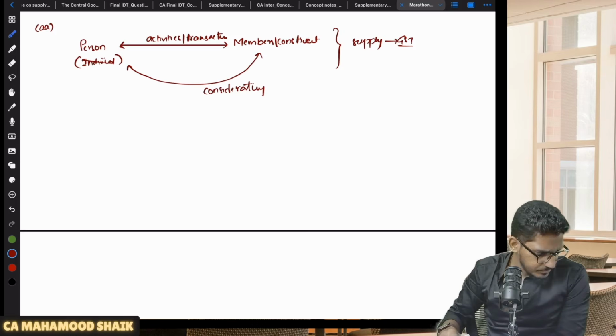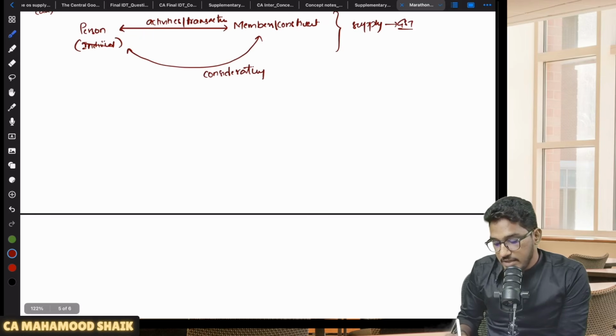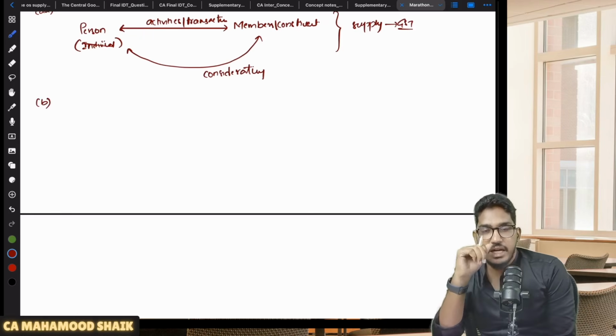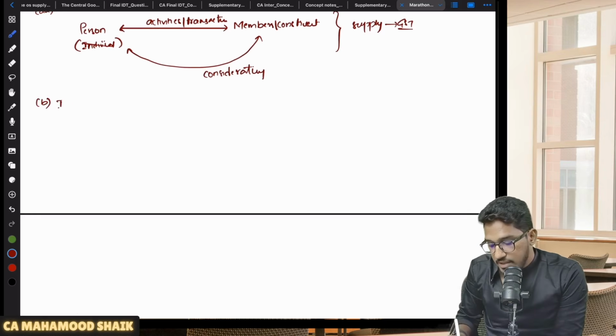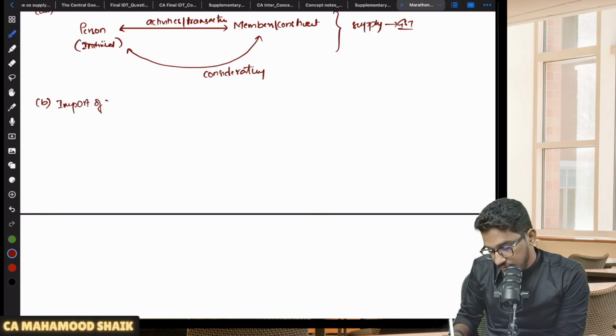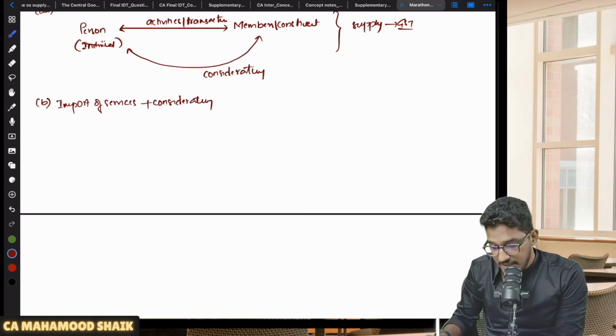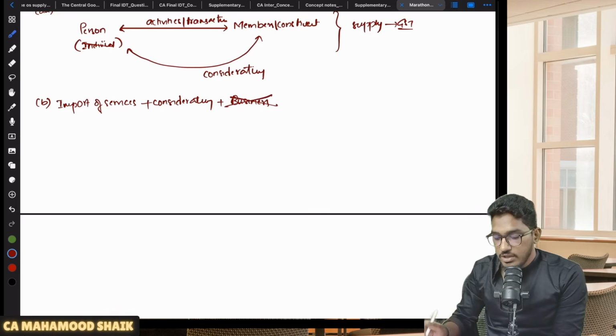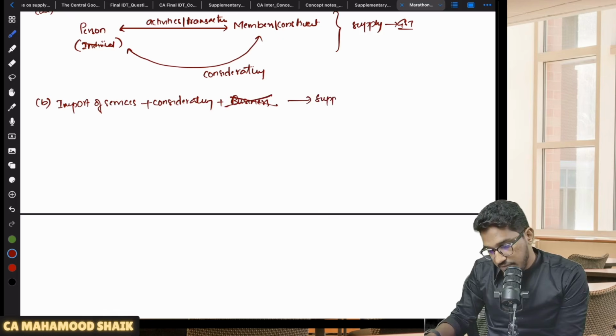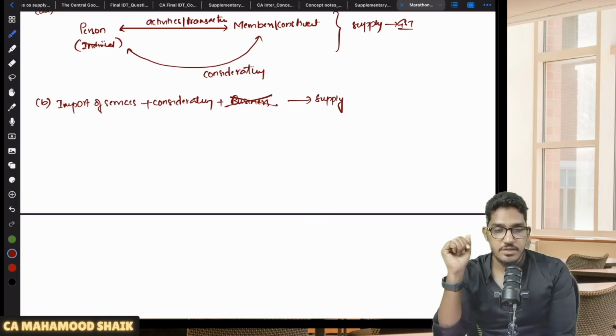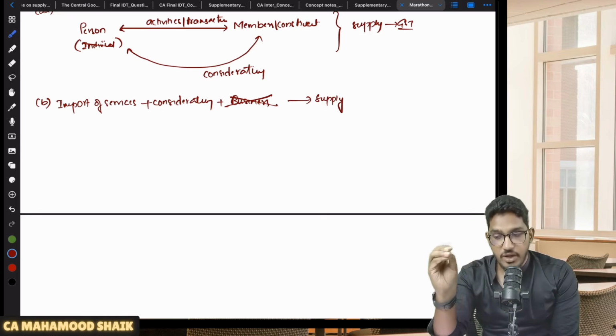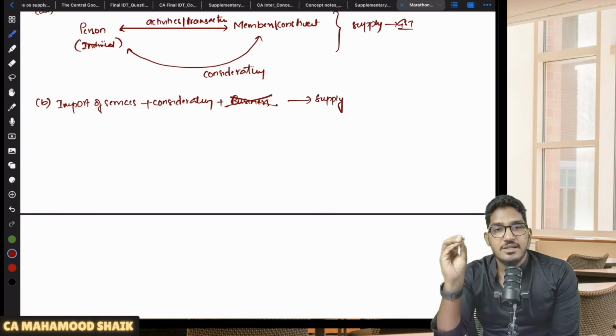Understood? Right. Now comes the next part, section 7 subsection 1 clause B. There is one more activity which will get qualified as supply. If you are importing services for which there is a consideration, whether or not in the course or furtherance of business, here the business condition will not be applicable. This will get qualified as supply, if you are importing the services and there is a consideration for that import.